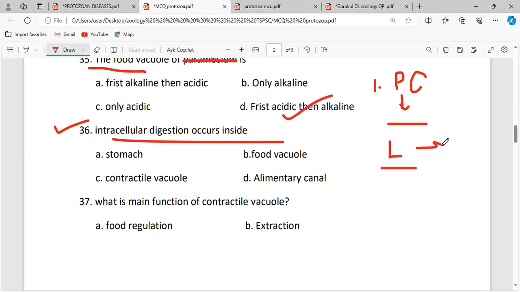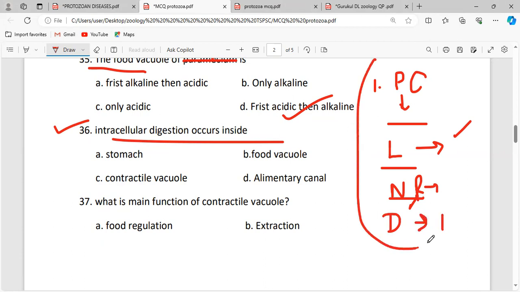After locomotion, I have solved some questions. After nutrition and reproduction, I've solved some questions. After each disease, I've solved the questions. And after completing all these, I'm conducting the test.